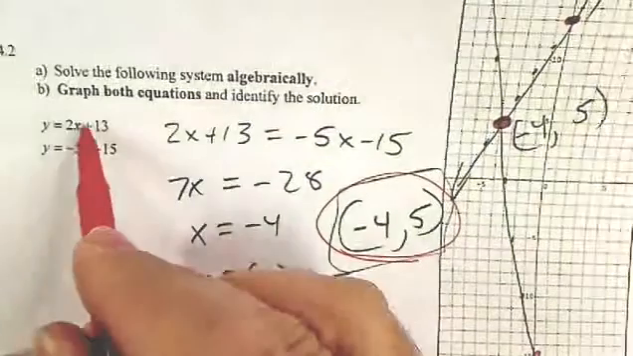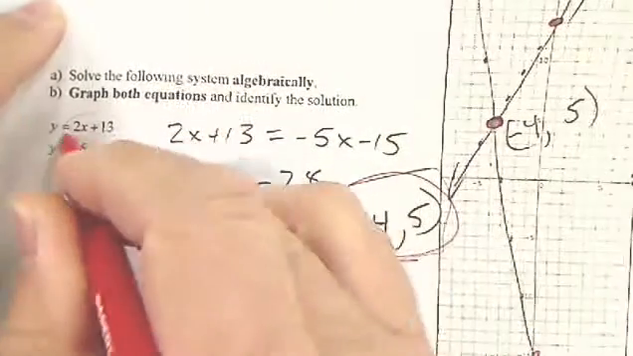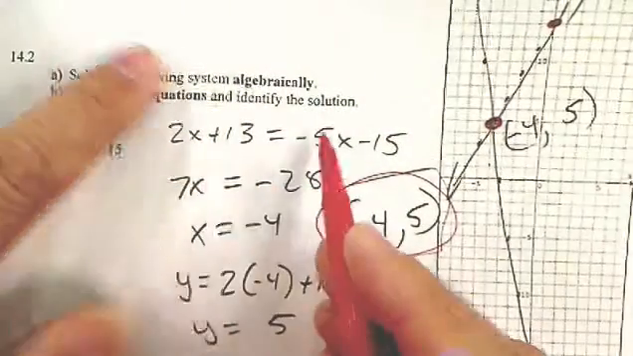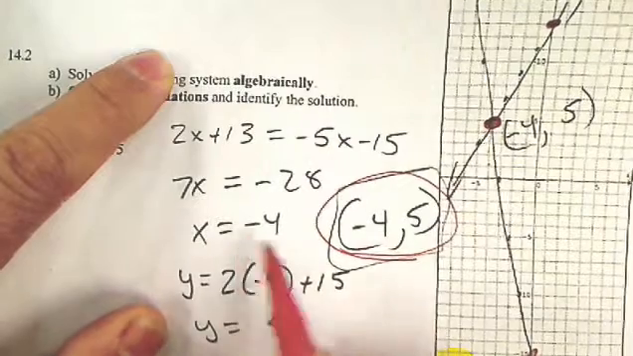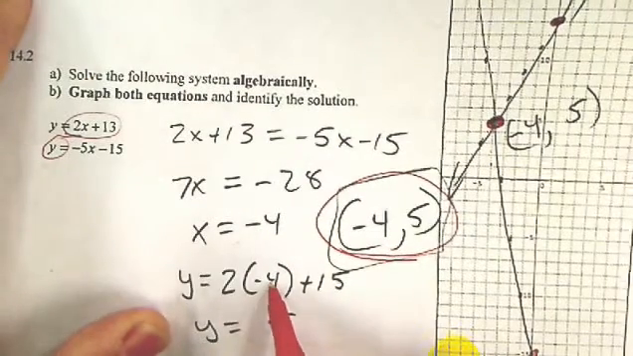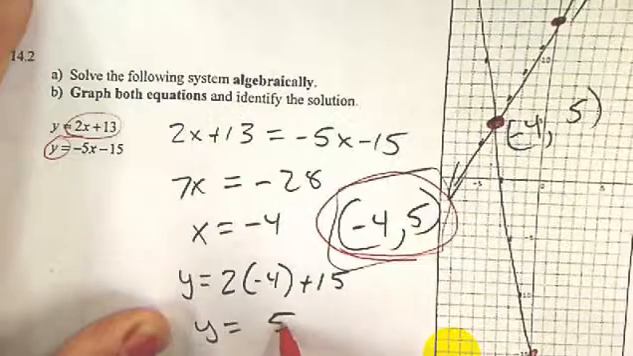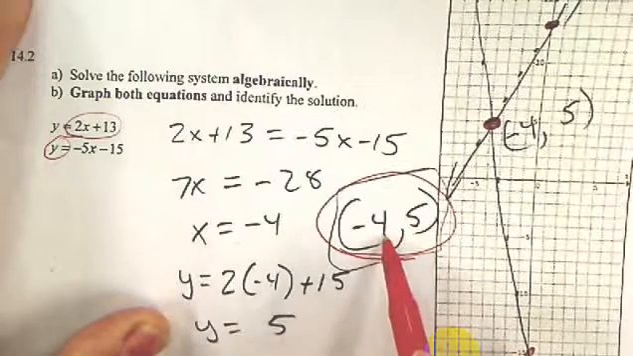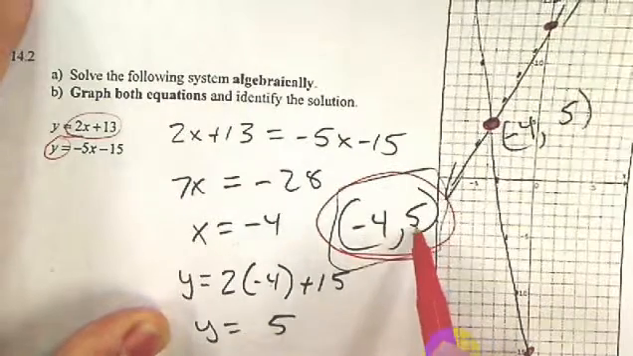Solve it algebraically, put them equal to each other, or just plain old substitute that guy in for that y. Solve it and you get x equals -4. Plug -4 into one of them. Doesn't matter which one you plug it into. And then you'll still get 5. So those two lines better intersect at -4, 5 when I graph them.